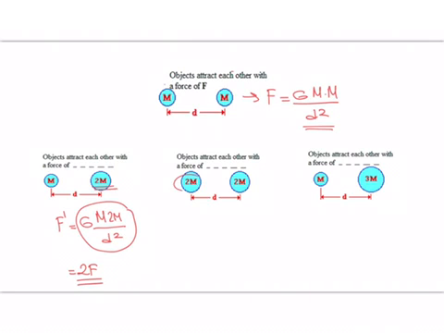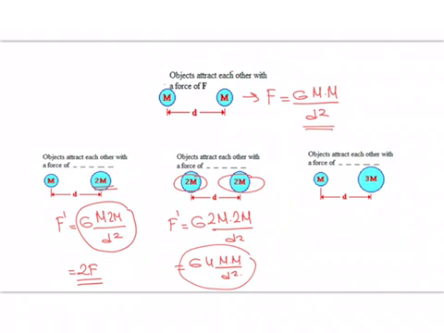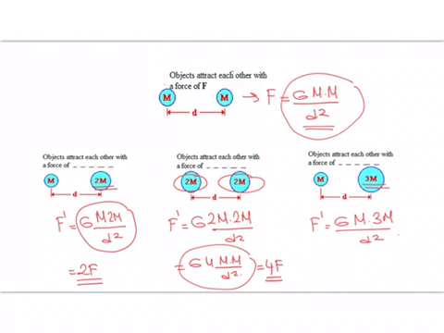In the second example, both of the objects' masses are doubled, so the new force is equal to G times 2m times 2m over d squared, which is equal to 4GMM over d squared. So this value is 4 times the initial one, so the force increased by 4. In the third one, only the second has a mass of 3m, so the new force will be equal to G times m times 3m over d squared. So this value is again 3 times the initial one, which is equal to 3F.